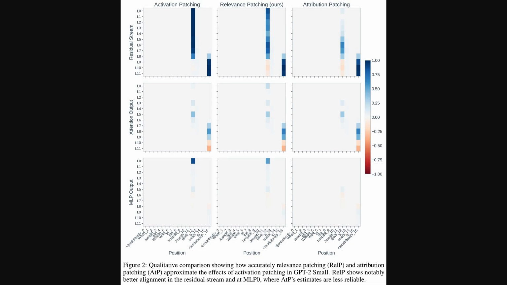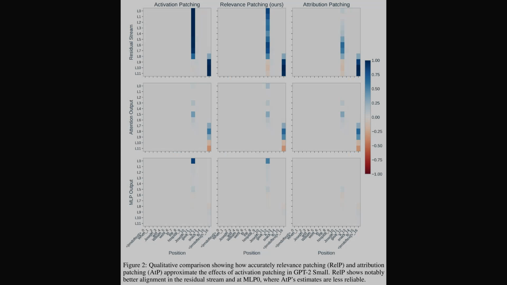Alright, Table 1 just detailed the propagation rules that keep signals clean. Figure 2 presents a qualitative side-by-side for GPT-2 Small. The left column shows activation patching heat maps, the middle shows relevance patching, and the right shows attribution patching, each split by residual stream, attention output, and MLP output. The middle column closely mirrors the left across layers and positions, which indicates faithful alignment. The right column drifts, especially in the residual stream and at MLP 0, so gradients mislead there.